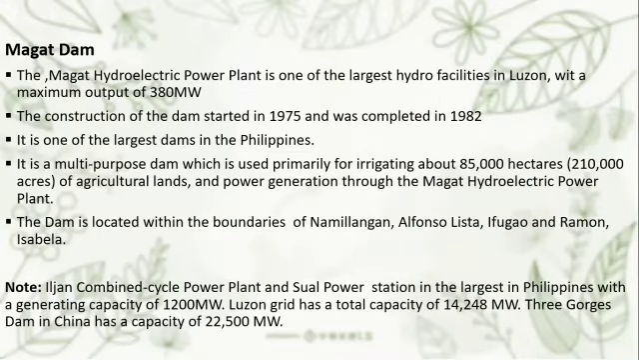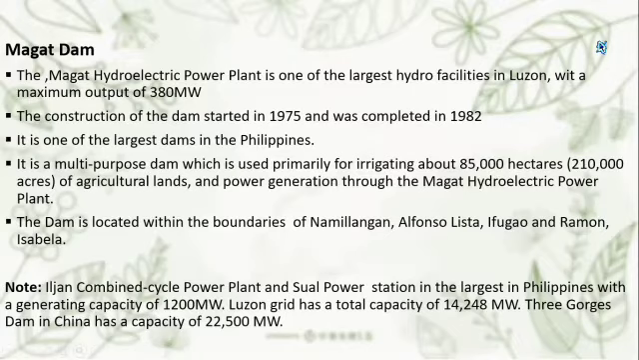Next, Magat Dam. The Magat Dam is a hydroelectric power plant. It is one of the largest hydro facilities in Luzon, with a maximum output of 380 MW. The construction of the dam started in 1975 and was completed in 1982. It is one of the largest dams in the Philippines.